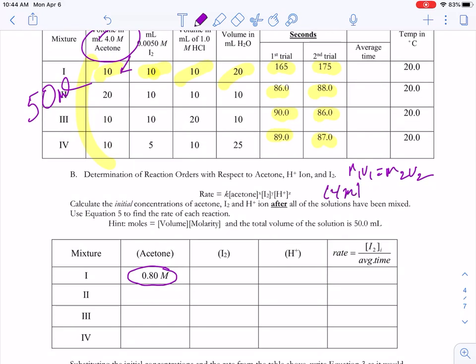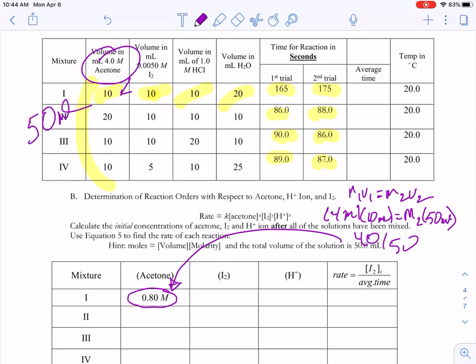So we're going to take that 4 molar solution times 10, and that's going to equal the molarity after it's mixed, which I don't know, but I know the total volume is 50 milliliters. So if I take 4 times 10 and get 40, and then divide that by 50, that's how I get that 0.8.